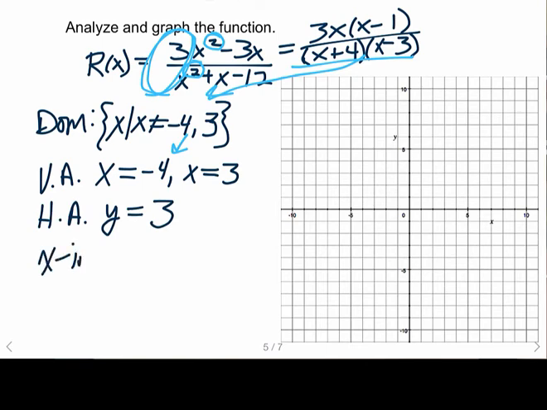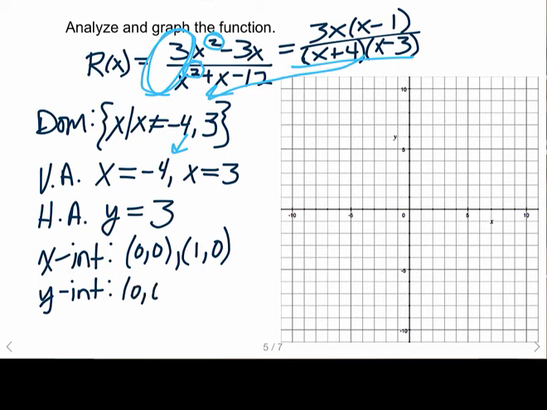For the x-intercepts, we're looking for values that make the numerator 0. So we're looking at (0, 0) and (1, 0). For the y-intercept, we're going to evaluate the function at 0. Look, if an x-intercept is (0, 0), so is the y-intercept, right?